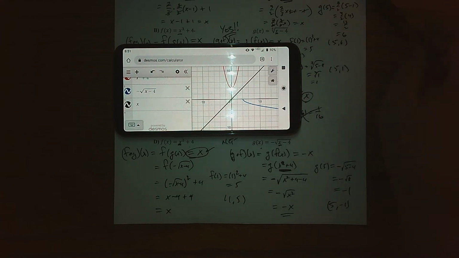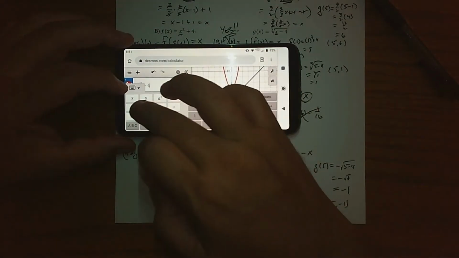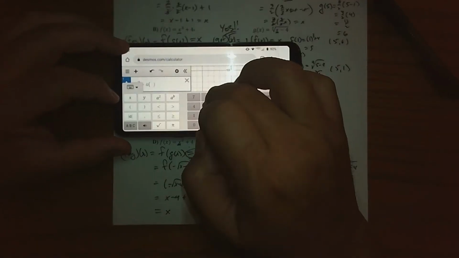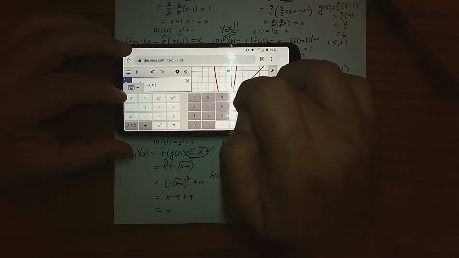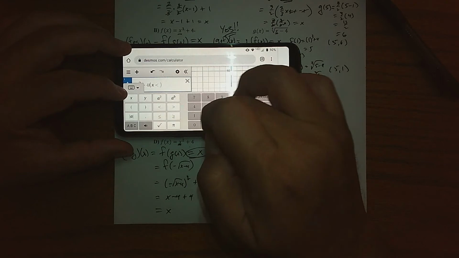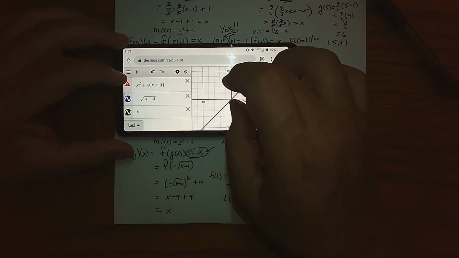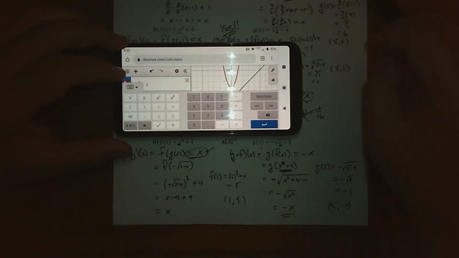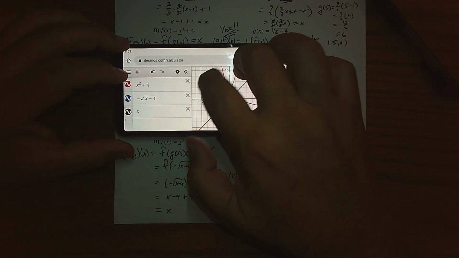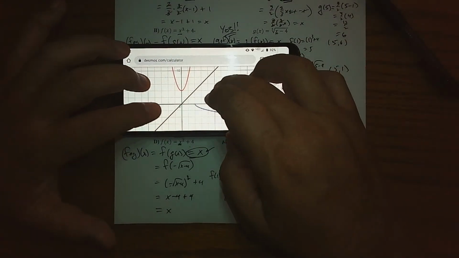But if we were, I forget how to do this on decimals. Let me see if I do it this way. x less than 0. Check this out. Yeah, it doesn't do that. But we're going to restrict the domain, and I don't know how to get decimals to do it. Sorry about that.